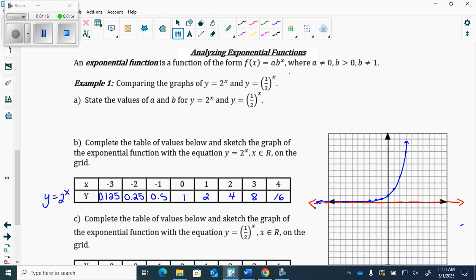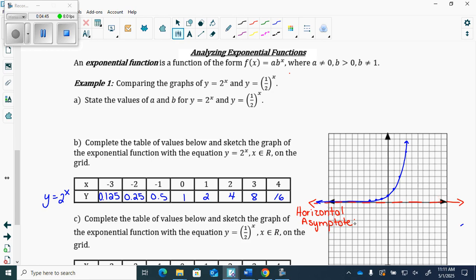So this little red line here is called a horizontal asymptote. Horizontal asymptote. Now, why is it an asymptote? It's the dashed line you can't touch. It's horizontal because it's horizontal. I know, crazy, hey? Now, it's on the x-axis. Does anyone know the equation of the x-axis?